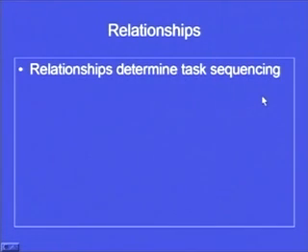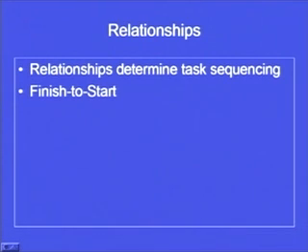Now we will just review what type of relationships may exist between the various activities. Relationships determine the task sequencing, that is, how the tasks have been sequenced one after the other. So these relationships will help us to understand that this activity will take place only after the completion of this activity. There are certain relationships that we follow whenever we construct a network diagram.